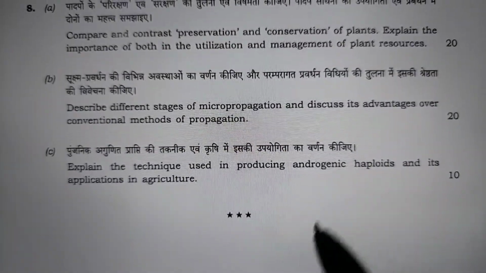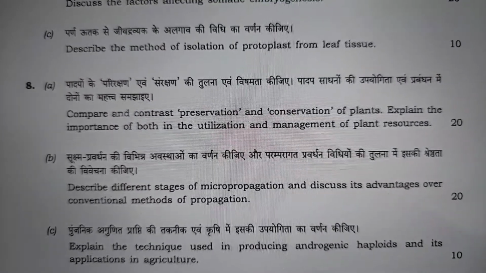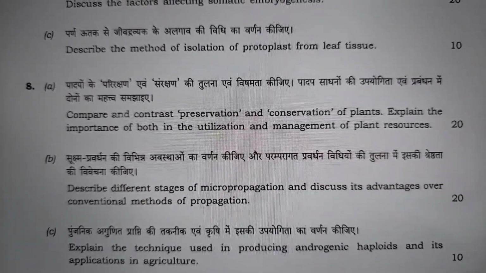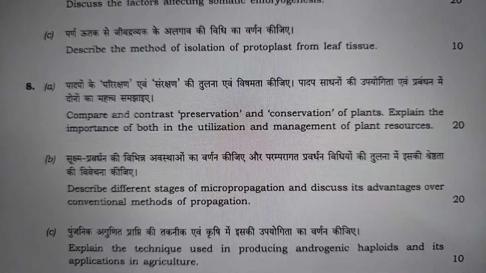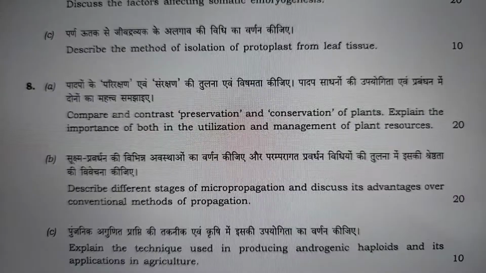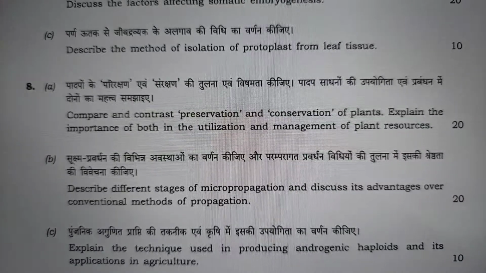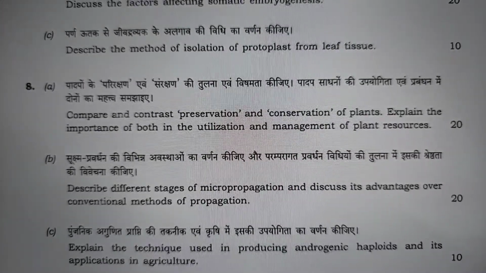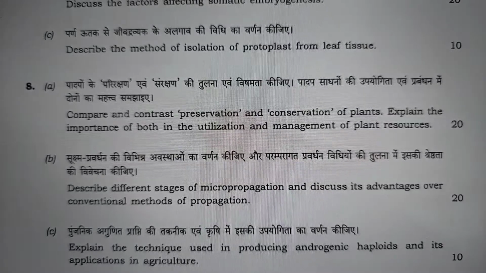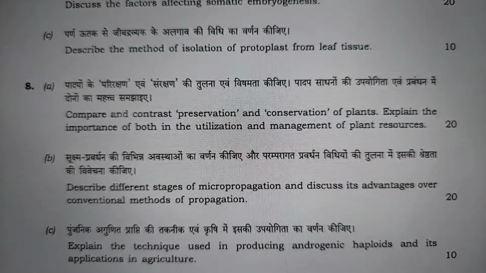Question number 8 is also having 3 options. The first option is compare and contrast preservation and conservation of plants, explain their importance of both in the utilization and management of plant resources. This one is 20 marks. I'll read it again. Compare and contrast preservation and conservation of plants, 10 marks. Explain the importance of both in the utilization and management of plant resources, 10 marks, total 20 marks.